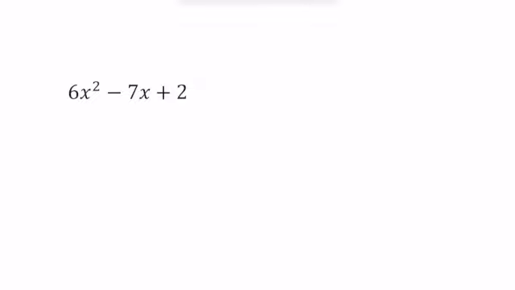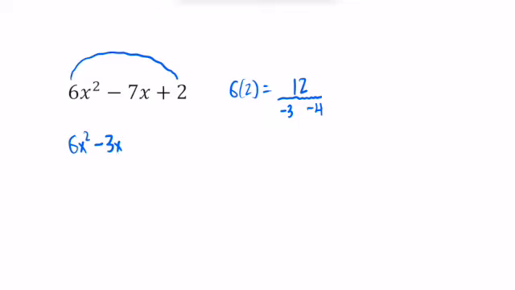So here we would begin multiplying 6 times 2, which gives us 12. To multiply to be a positive 12 and add up to a negative 7, we would need a negative 3 and a negative 4. So we rewrite our original problem as 6x squared minus 3x minus 4x plus 2. And we group the first two terms together, 6x squared minus 3x, and the second terms, negative 4x plus 2.